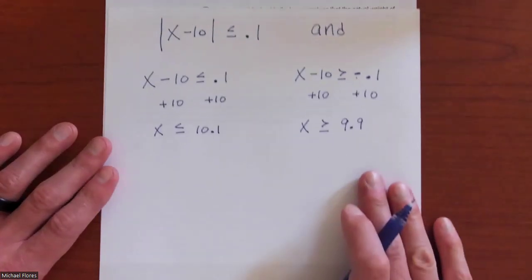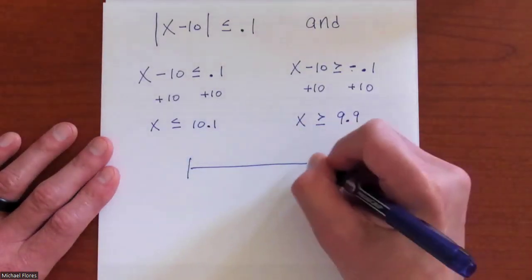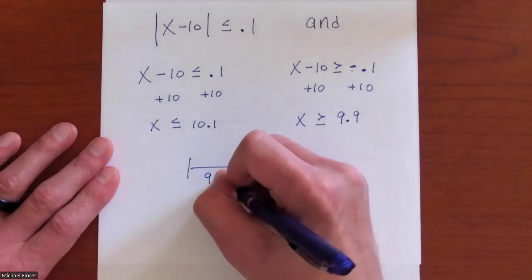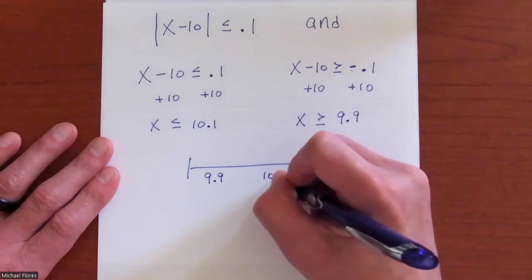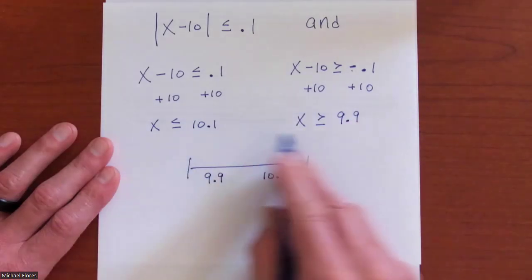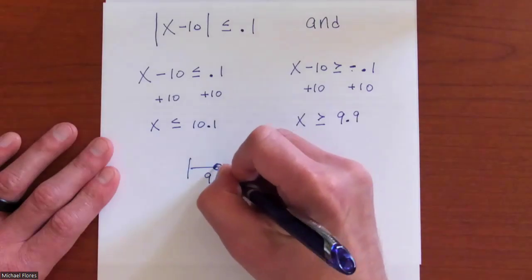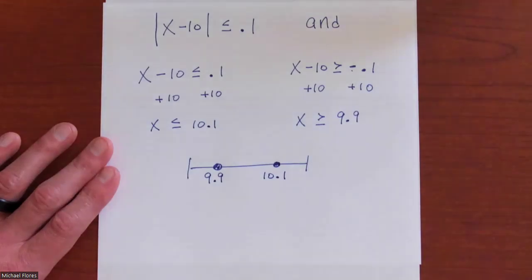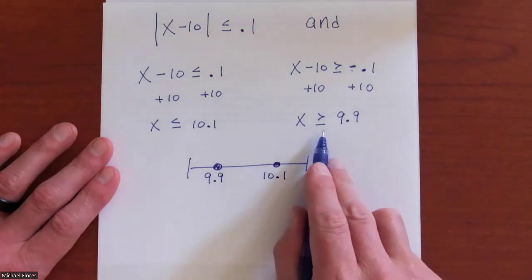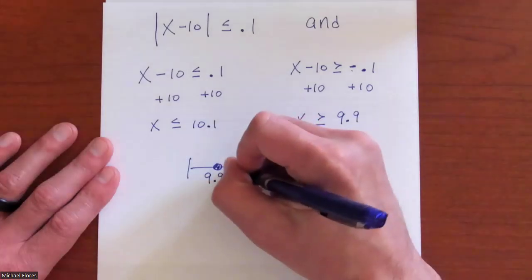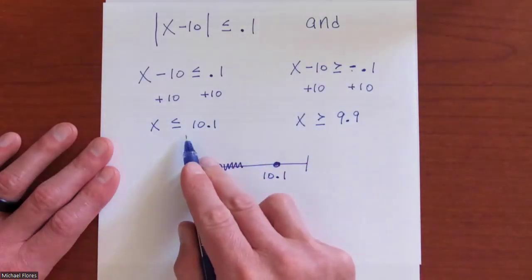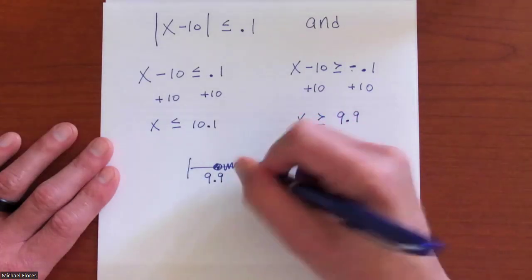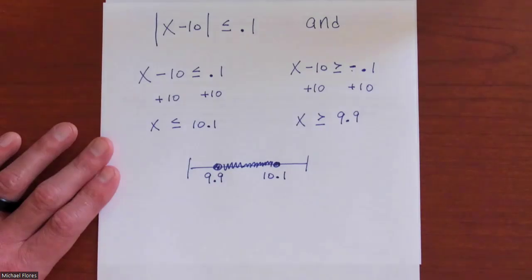If you wanted to graph these on a number line, you could. Start from least to greatest. Both of them are equal to, so they're going to get bubbled in here. All the values where X is greater than 9.9 this way. All the values where X is less than 10.1 this way. And this is what ands usually look like, two dots that are connecting.